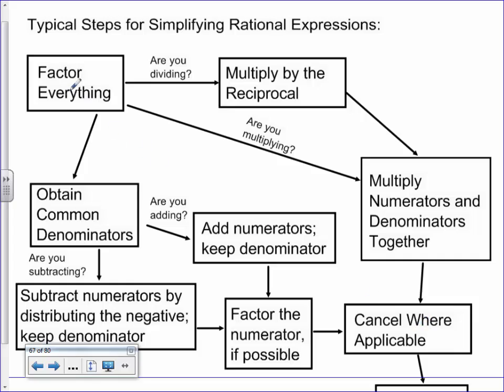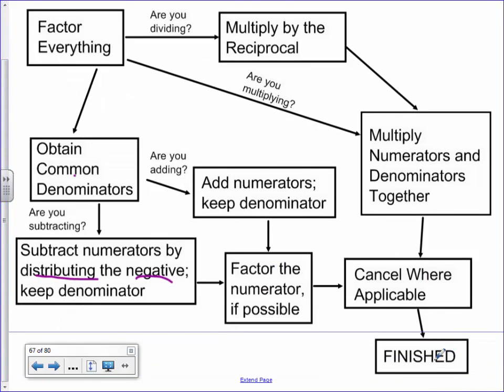The harder section is obtain common denominators. If you are adding, things are good. If you're subtracting, basically make sure you distribute that negative. Don't forget about the negative you subtract. Factor again, if possible, cancel, and then finally you're done. So anyways, if this flowchart helps you, cut it out, paste it on your formula sheet.